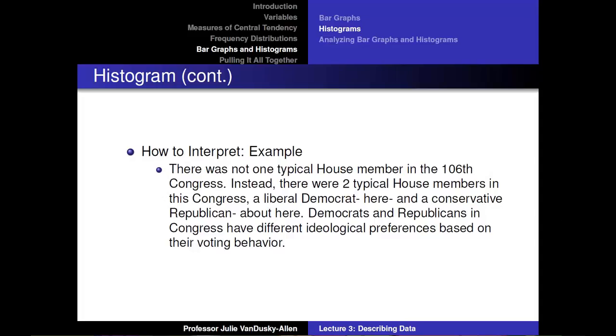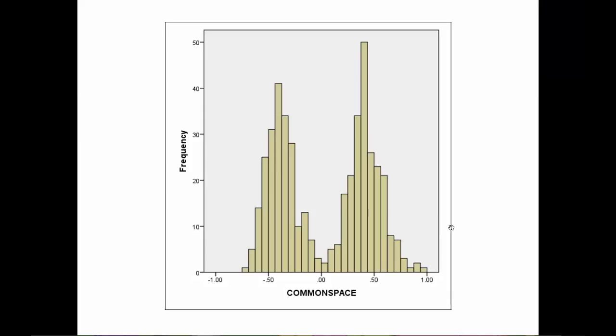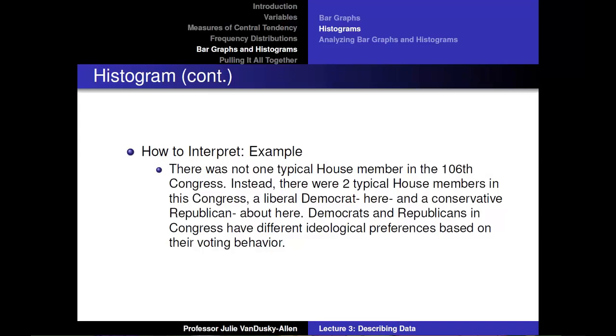So what does this histogram tell us about the typical member of Congress? We could say something like, there was not one typical House member in the 106th Congress. Instead, there were two typical House members in Congress, a liberal Democrat here and a conservative Republican about here. Democrats and Republicans in Congress have different ideological preferences based on their voting behavior.